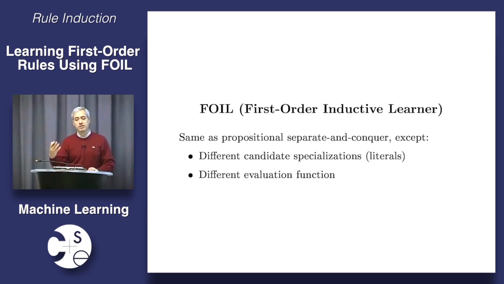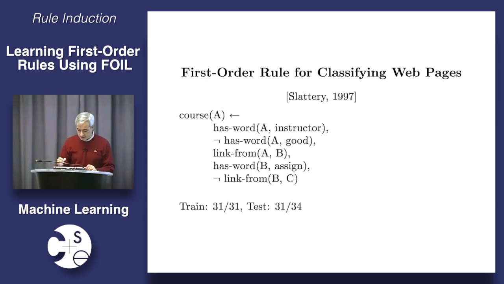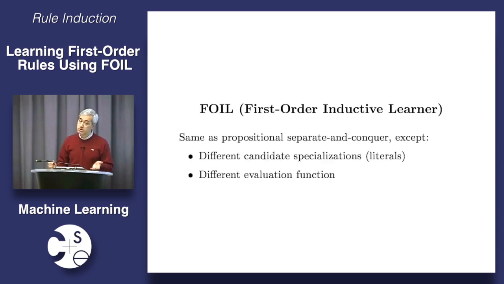I'm going to have to look at different candidate specializations of my rules. In particular, my specializations are going to be what are called literals in logic. A literal is either a predicate with arguments like this or a negated predicate with arguments like this. So these are the kinds of things that we're going to be looking at adding. Difference number one. Difference number two is that obviously I'm going to need a different evaluation function now.